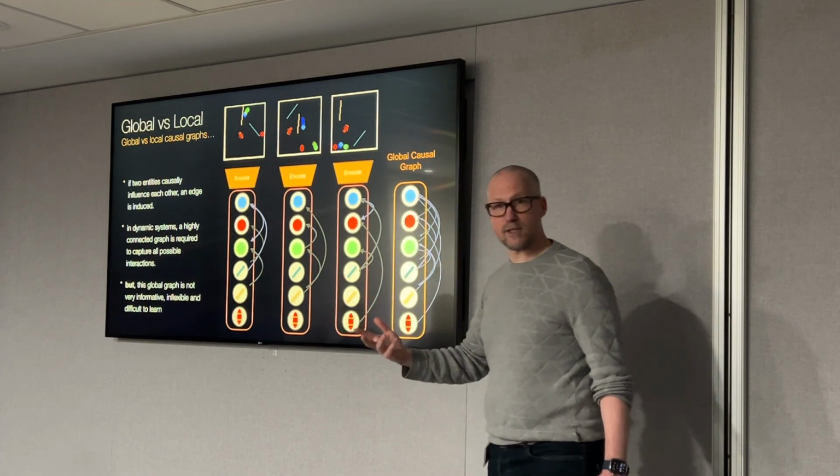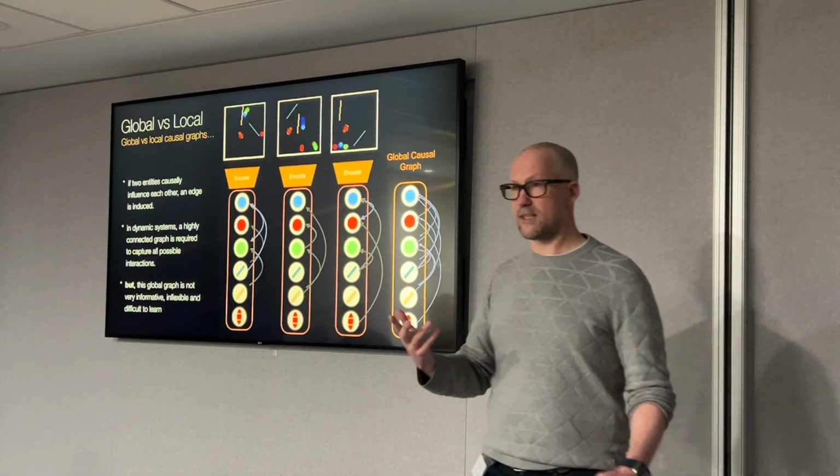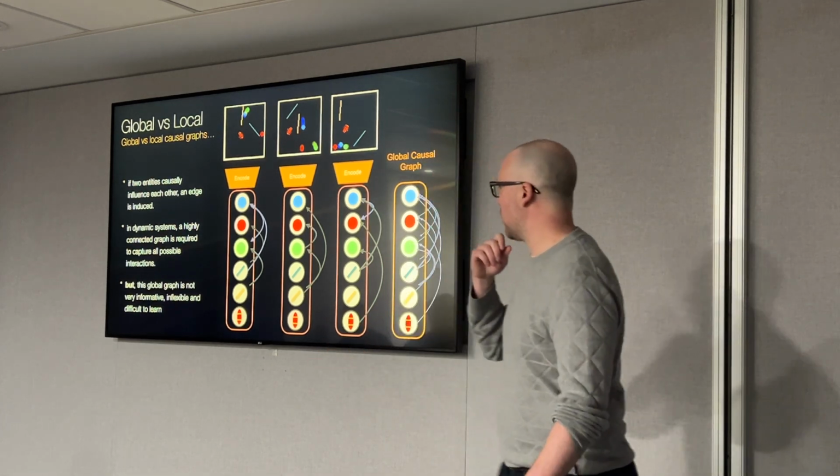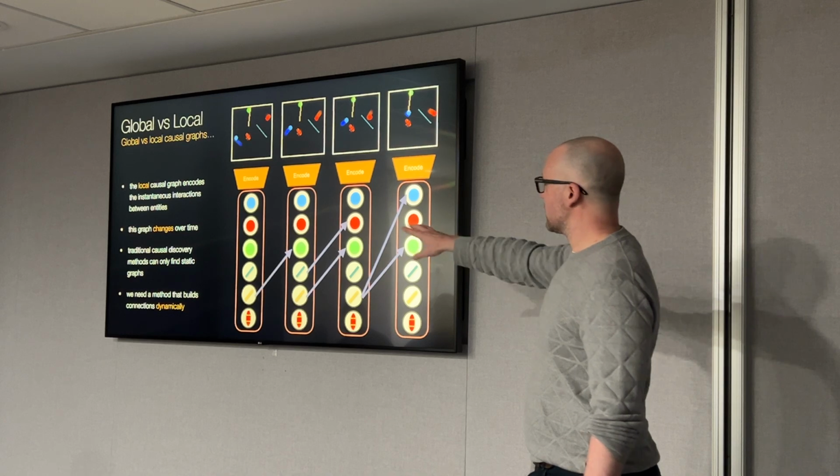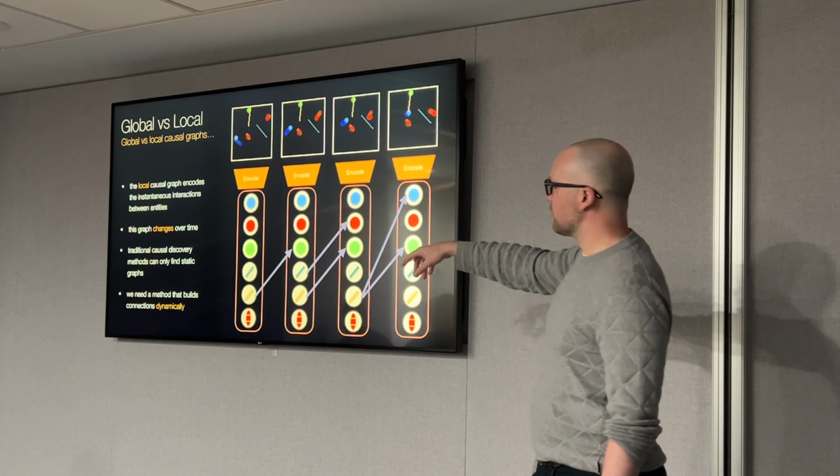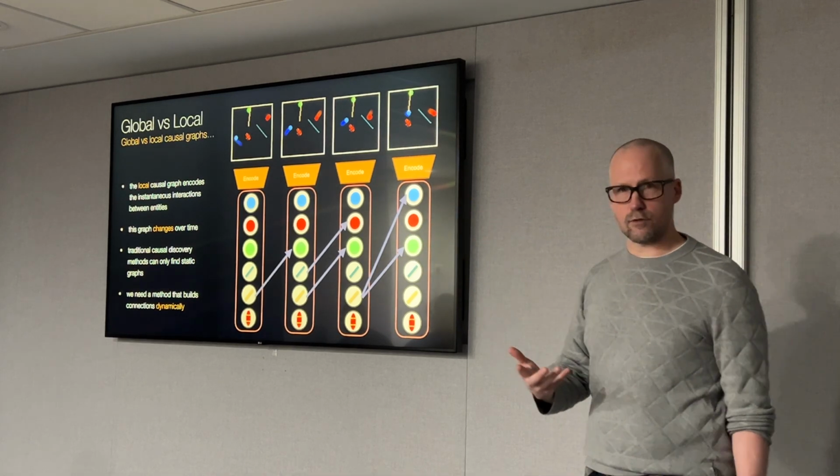And it can also be very difficult to learn because very many things are sparse, right? Or don't happen very often. And so instead what we do is we kind of learn a local causal graph.